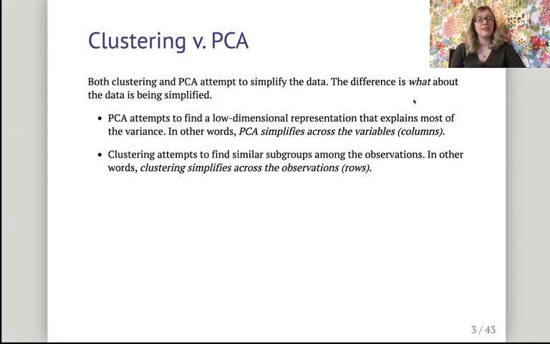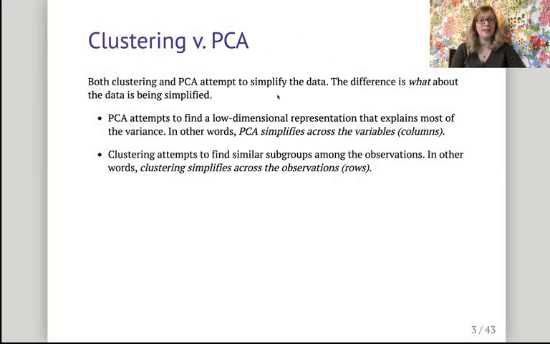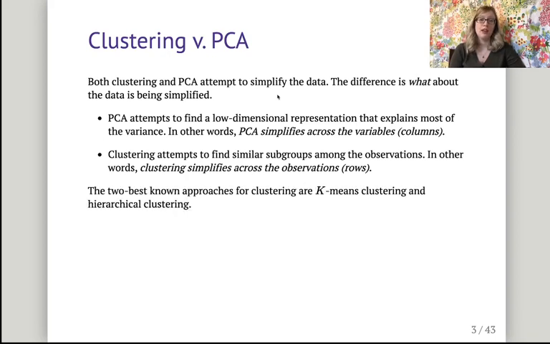PCA finds that low dimensional representation, so we're simplifying across the variables or the columns of the data set. When we cluster, we try to find similar subgroups among the observations. So clustering really should be used to simplify across the rows or the observations. There are two major classes of approaches for clustering, k-means clustering and hierarchical clustering. We'll talk about both of those in this video and how they work.